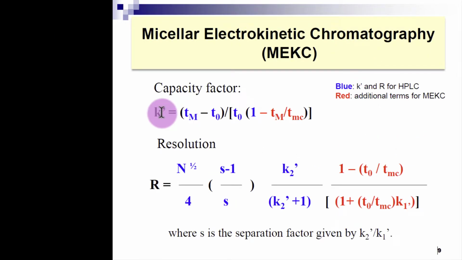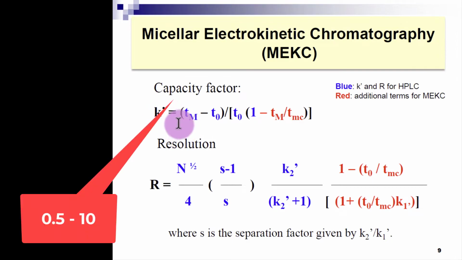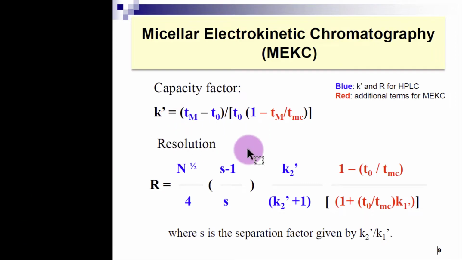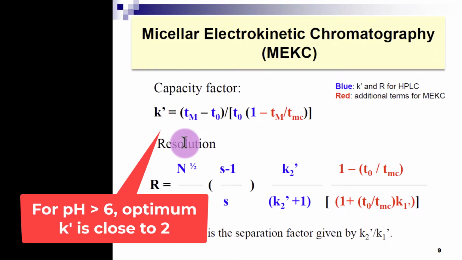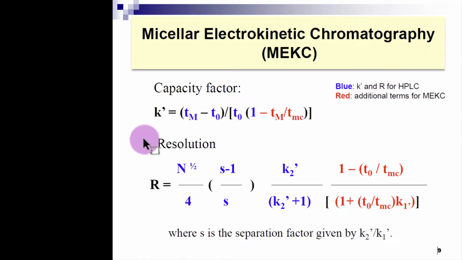This is the equation for the capacity factor. Under most conditions, the capacity factors must be adjusted to between 0.5 and 10. A large capacity factor means that the major fraction of the analyte is incorporated into the micelle, and it is necessary for the analyte to be distributed evenly between the micellar and the aqueous phase. In other words, the analyte must not spend most of its time in one phase.